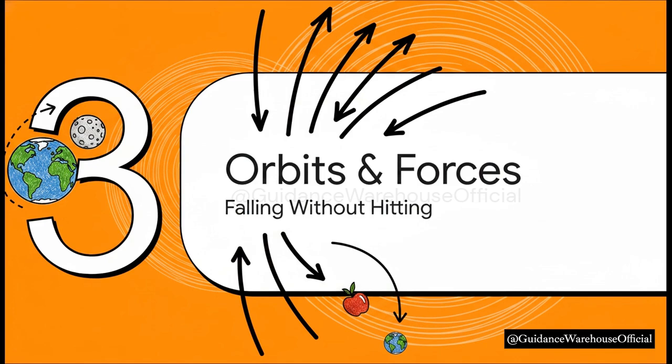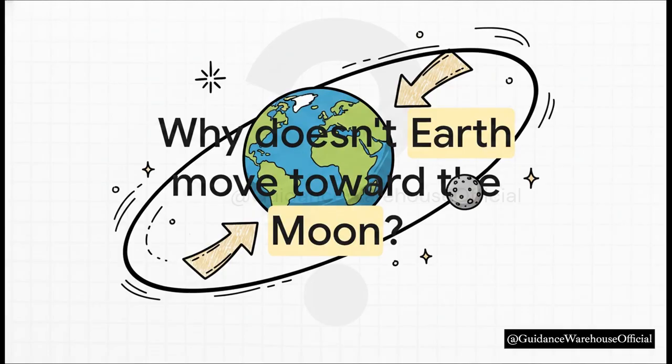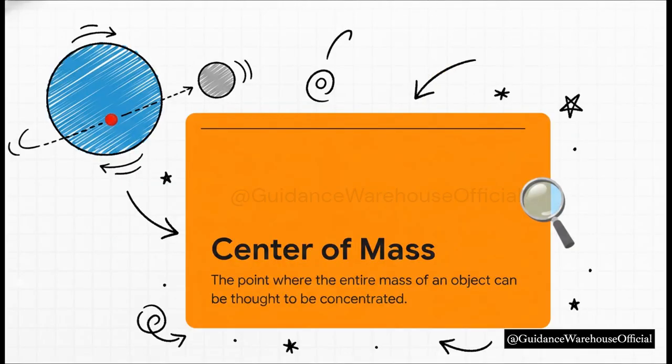All right, Section 3. Orbits and centripetal force, falling without hitting the ground. Let's scale this up to the solar system. I've got a classic question for you. If the Earth's gravity is pulling on the moon, and, as we literally just learned, the moon is pulling right back on the Earth with the exact same force, why doesn't the Earth just move toward the moon and crash right into it? Well, the answer all comes down to the center of mass.